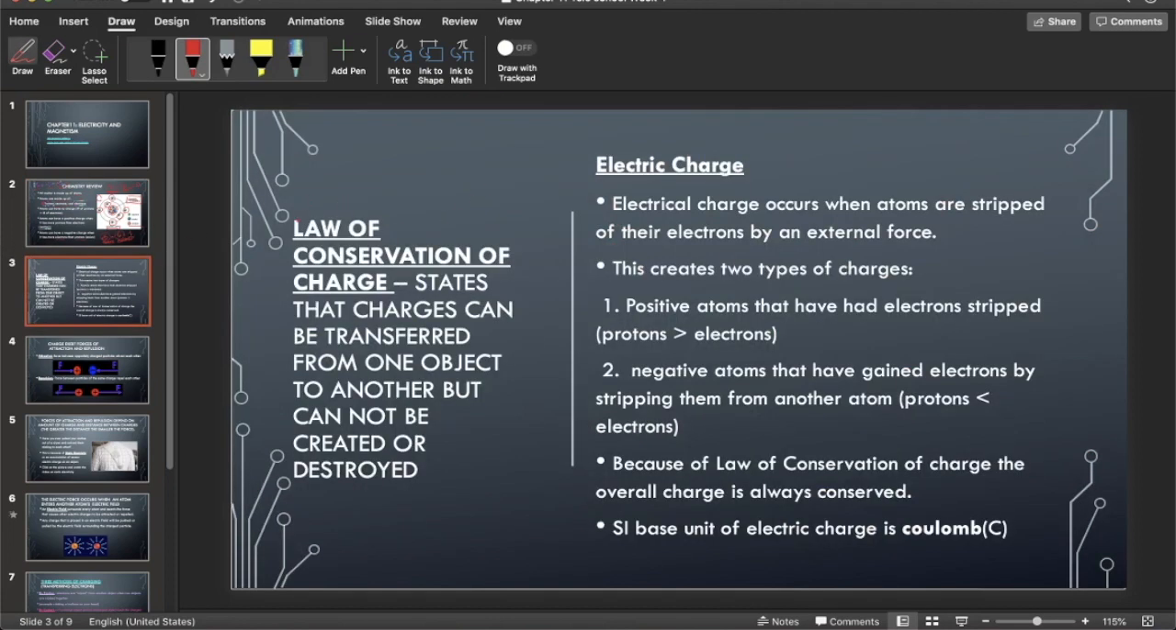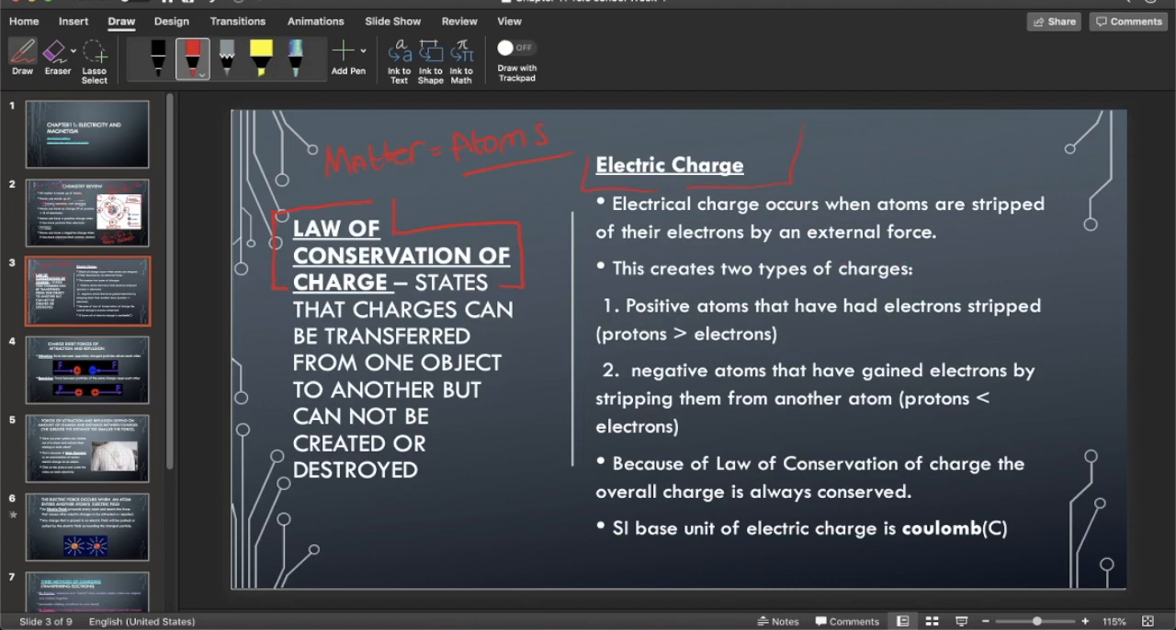The law of conservation of charge. We talked about the law of conservation of mass and the law of conservation of forces, and all of those are relevant. This law states that charges can be transferred from one object to another, but cannot be created or destroyed. That makes sense because matter cannot be created or destroyed, and matter is made up of atoms.